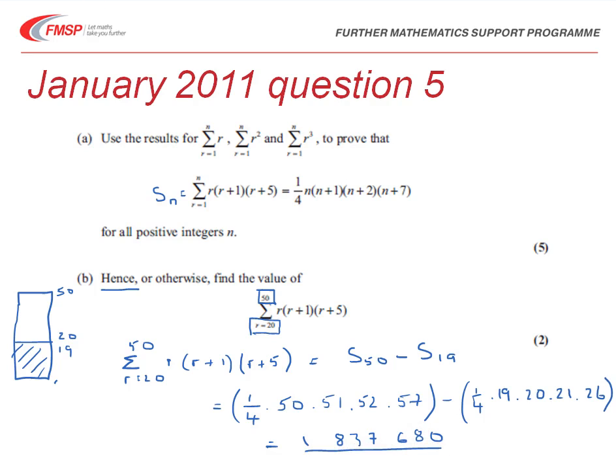Right, well, where are the marks allocated in this case? There are only 2 marks. The first of them comes from this method mark here, M1, for using the idea that it's S50 minus S19, and then an accuracy mark for getting the value at the end. So just those 2 simple marks.